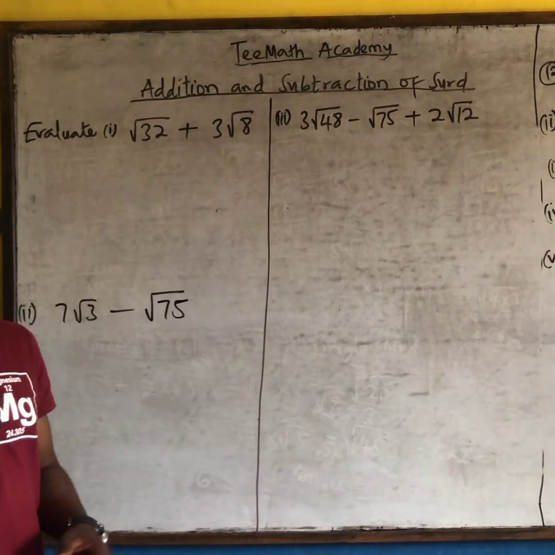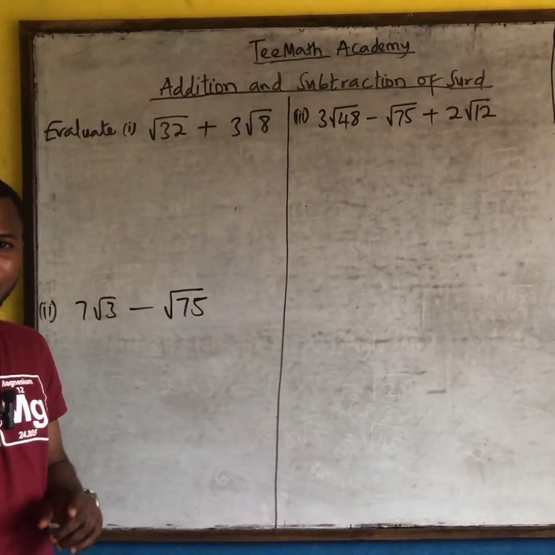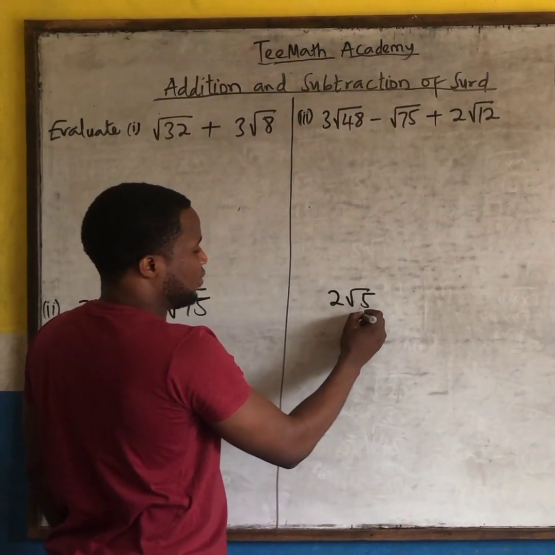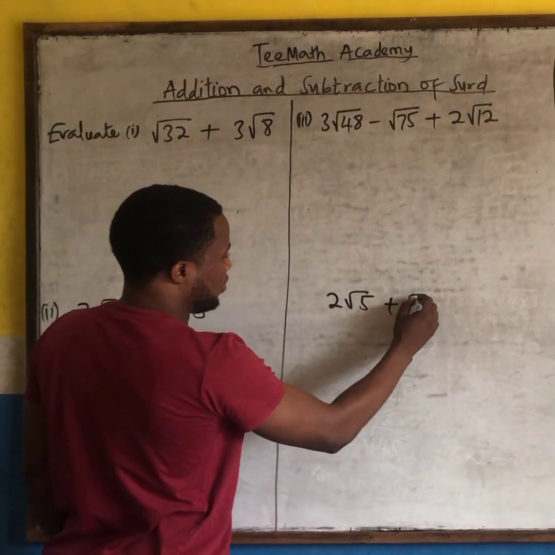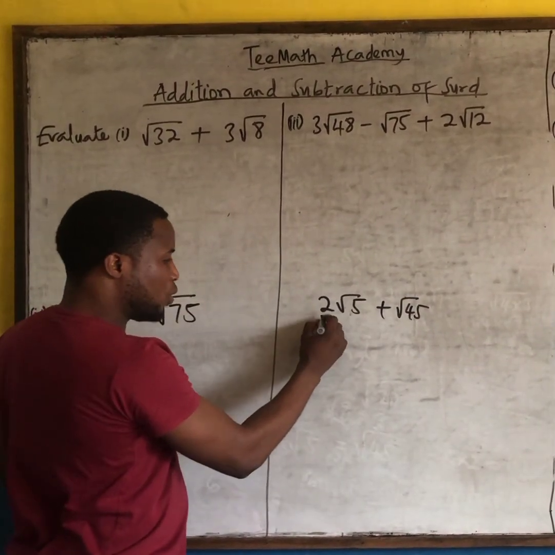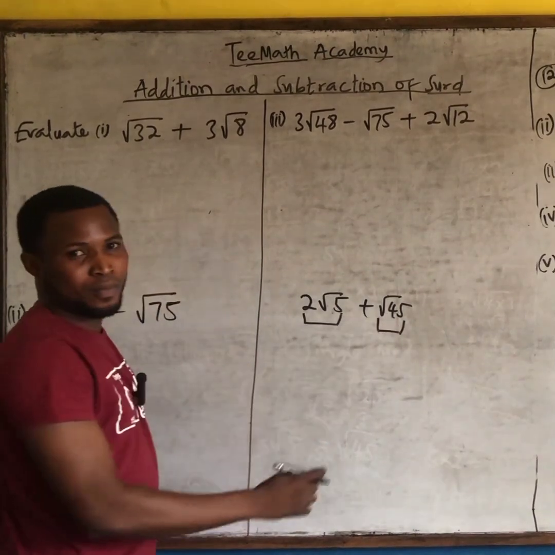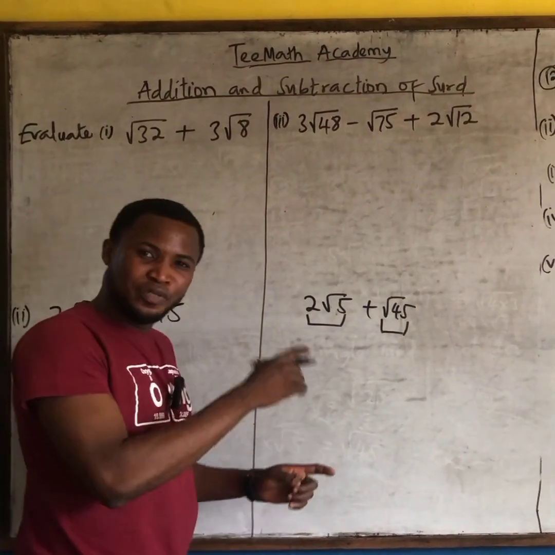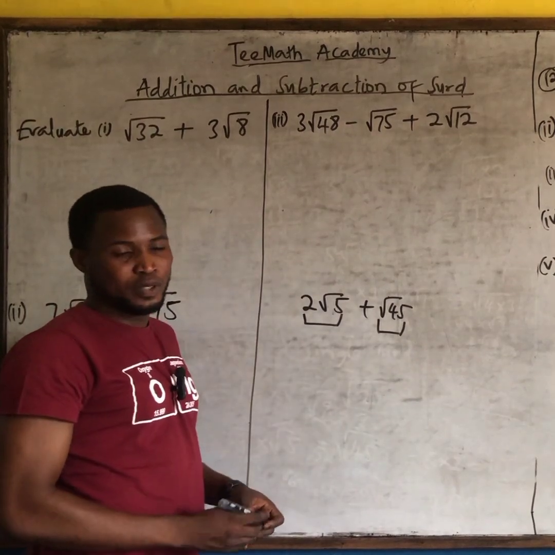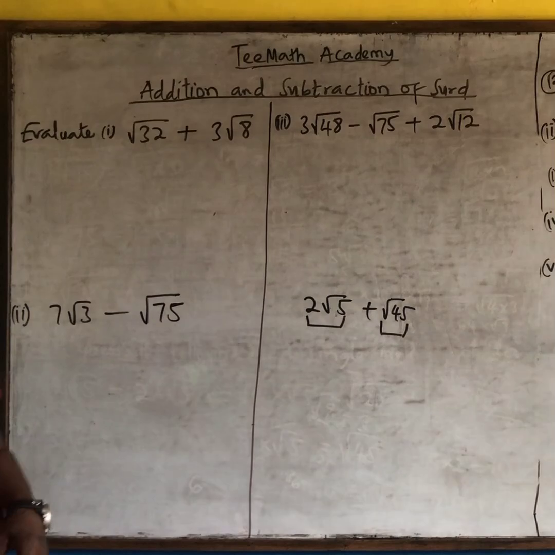Now, only surds in their basic form can either be added or subtracted. So if I have 2 root 5 plus root 45, I cannot add because this one is actually in its basic form, but this one is not. So there is need for us to reduce this to its basic form. That's how to approach questions of this sort.